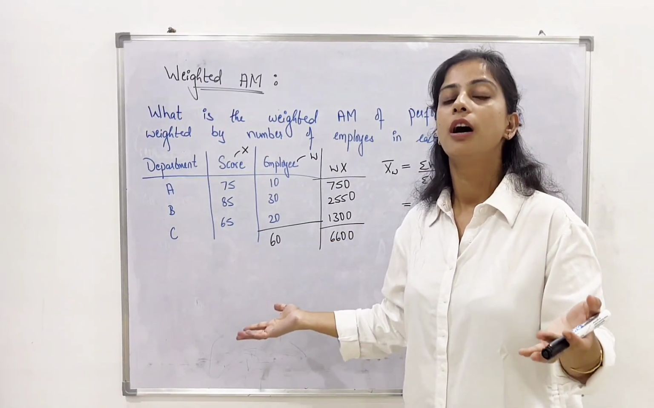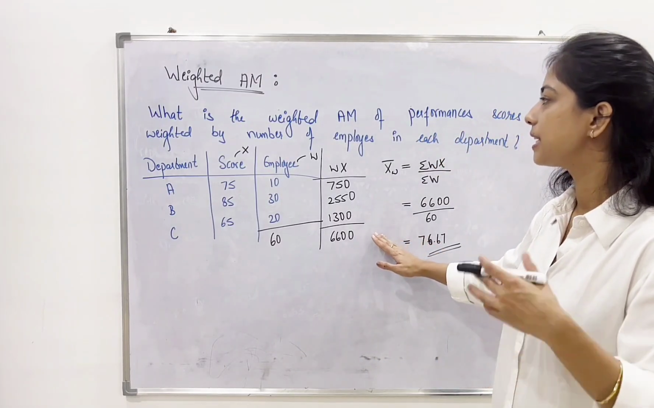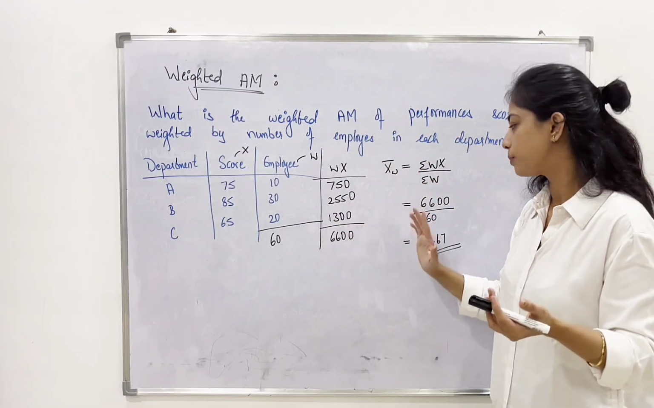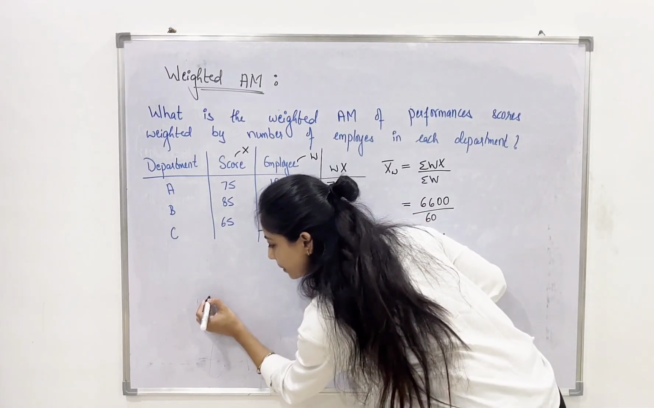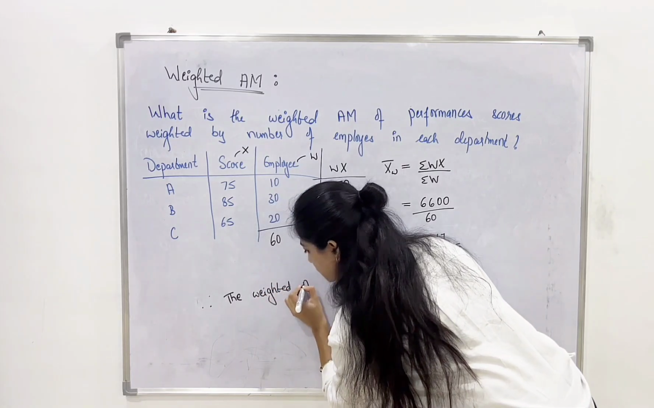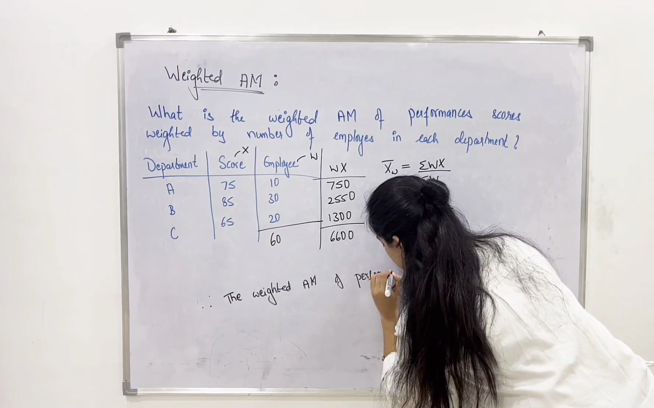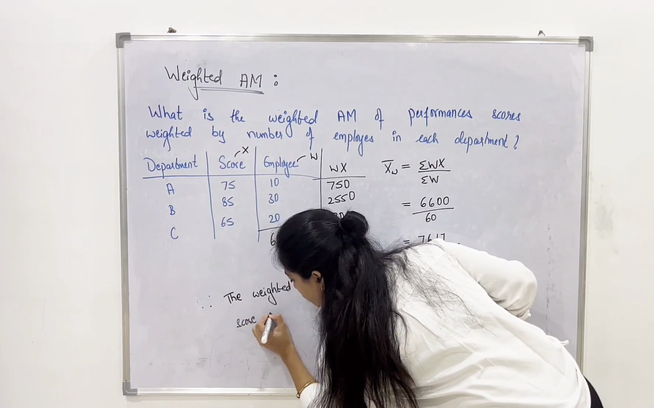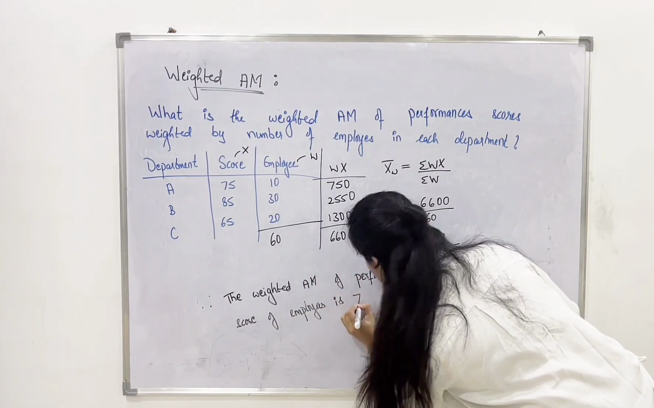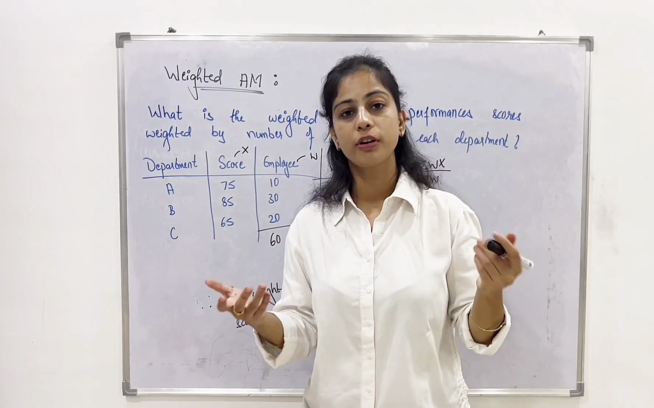It is very similar to our frequency type questions, that is the data which we have already studied. In this case, they have asked you directly to find the weighted arithmetic mean. We simply need to put in the formula and solve this question. In the end, the conclusion will be: the weighted arithmetic mean of performance score of the employees is 76.6. So with this, we are done with the topic of arithmetic mean.